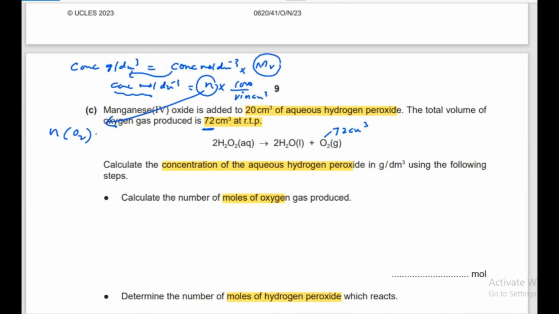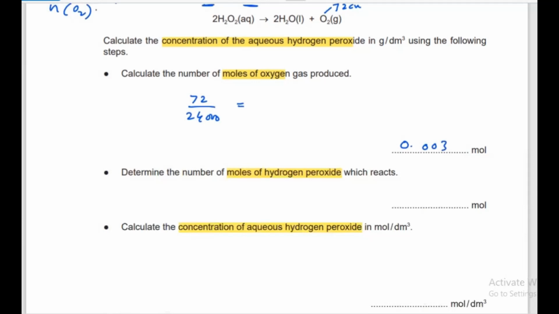So calculate the number of moles of oxygen. There are 72 cm³ at room temperature and pressure, so 72 divided by 24,000 gives the number of moles, which is 0.003. So 0.003 moles of oxygen are there. If we look at the stoichiometry of the equation, the ratio of oxygen to hydrogen peroxide is 1:2. So the moles of hydrogen peroxide are 2 times the moles of oxygen. So 0.003 times 2 is 0.006.